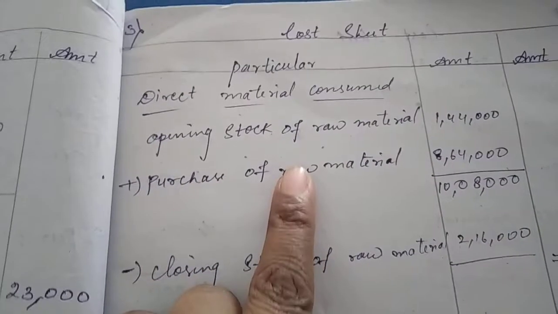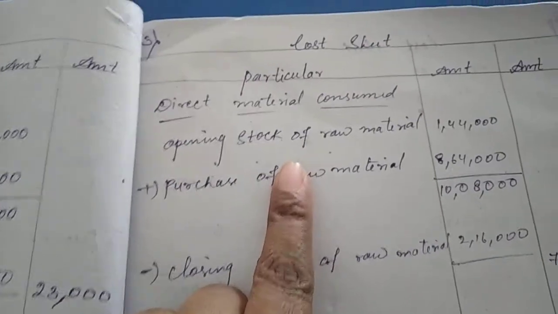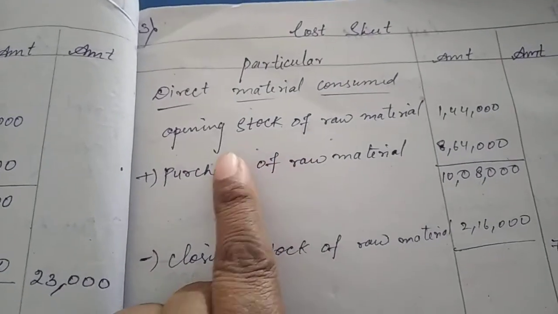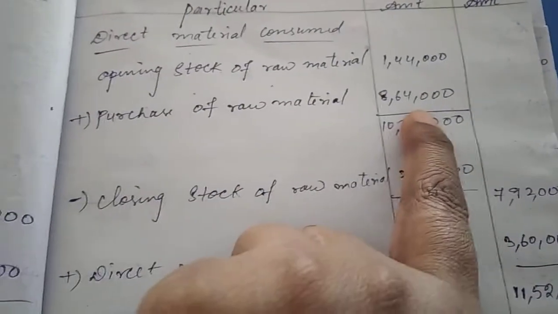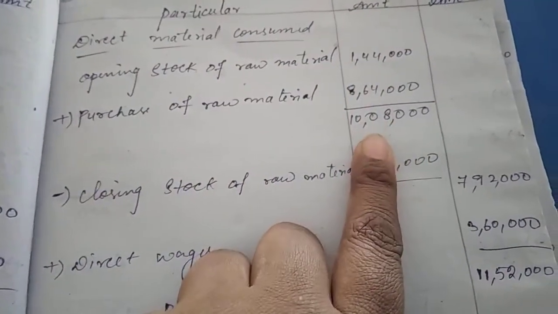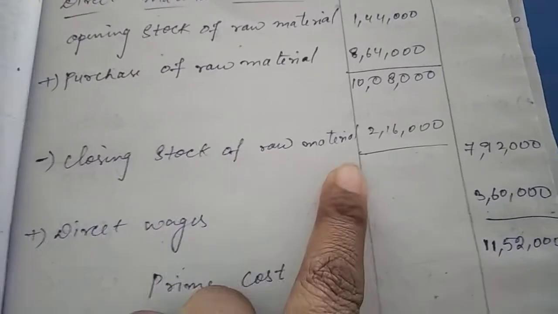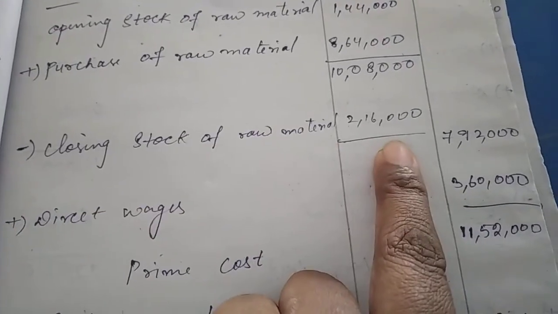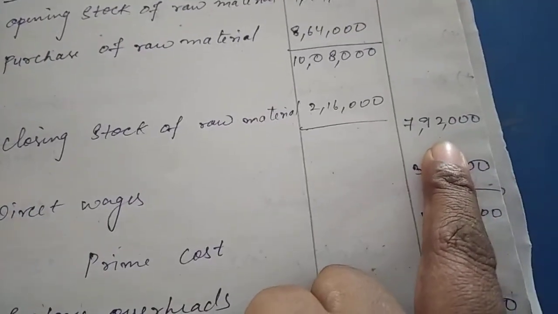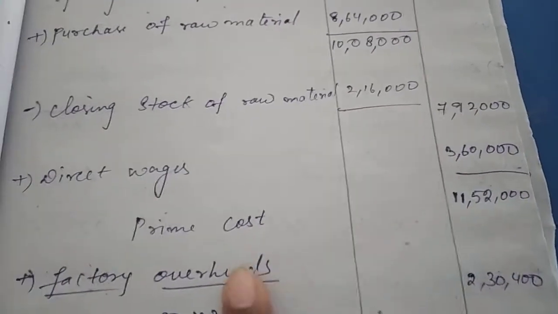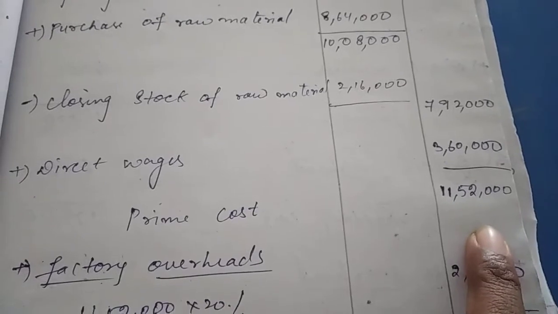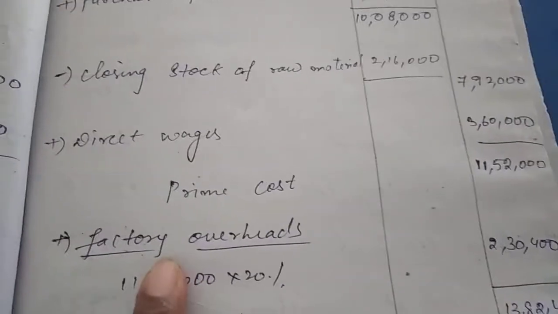First, direct materials consumed. Opening stock of raw material is 1,44,000 plus purchase of raw material 8,64,000. Add both, and from that deduct closing stock of raw material 2,16,000. So we get 7,92,000. Add direct wages 3,60,000, and we get 11,52,000, the prime cost.